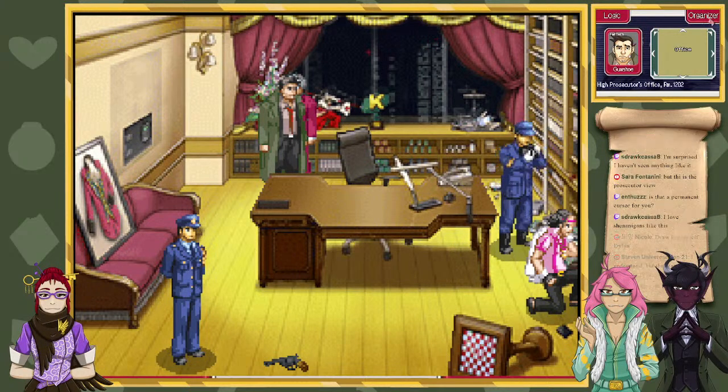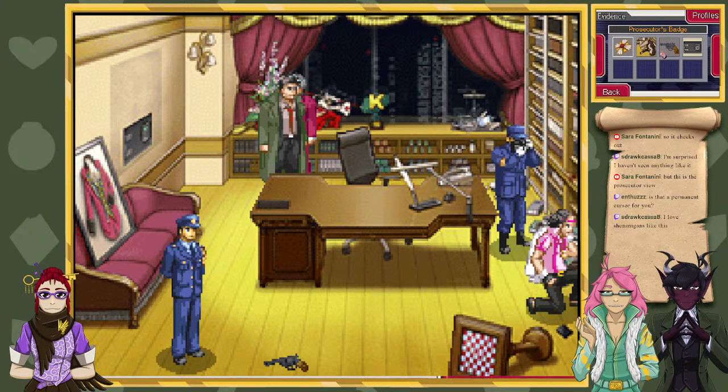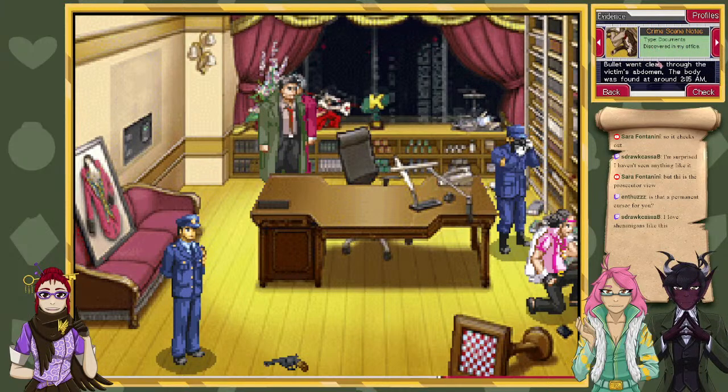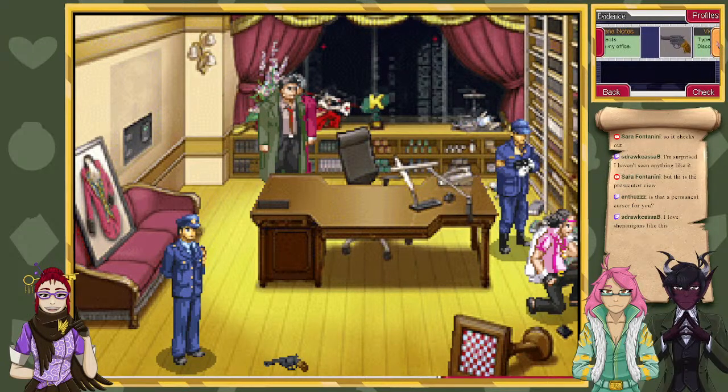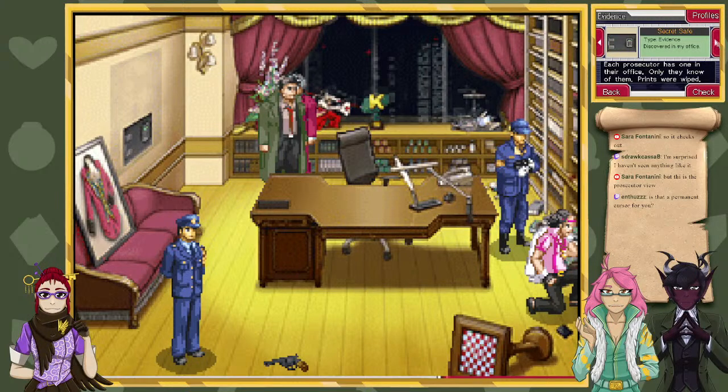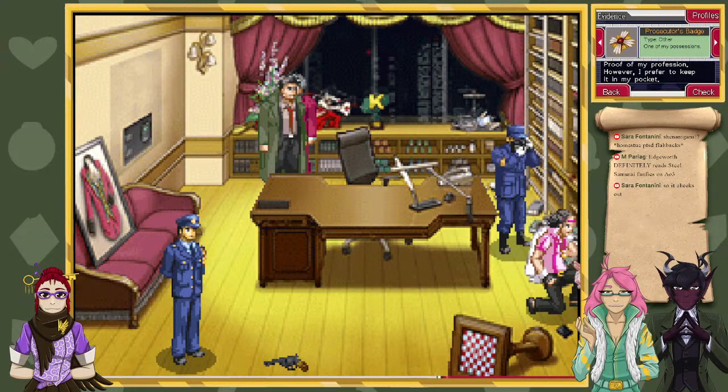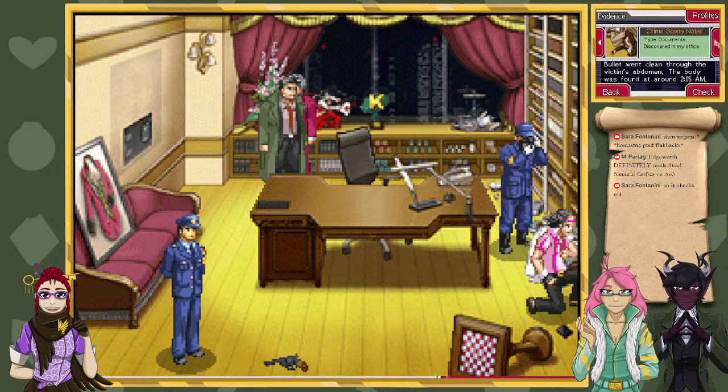I barely remember what we're doing, so let's look at our organizer. I do remember that last time we were here, we connected that there were two bullets, so there must have been a second gun involved. And there was also a safe that had possibly been tampered with. So I think we concluded that a detective was involved. We know the guy who died is a detective. And then the other guy is a prosecutor.